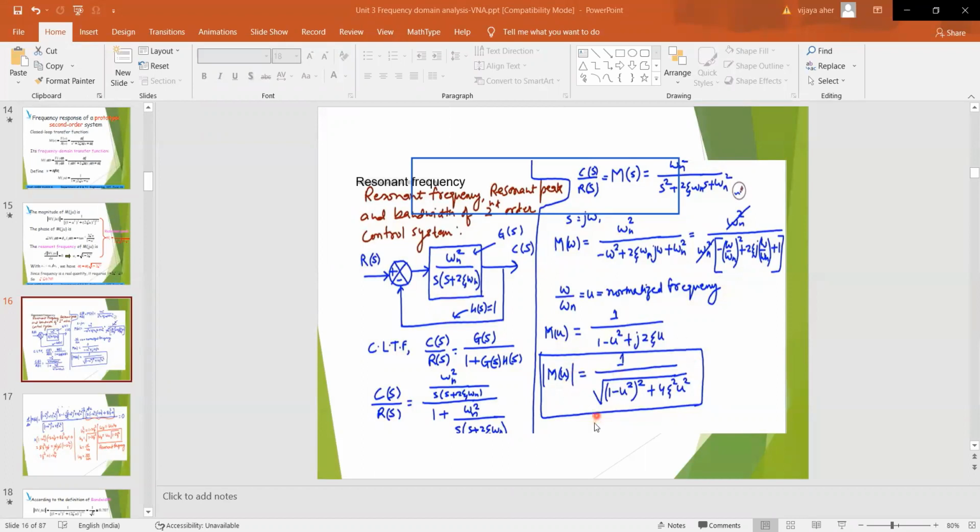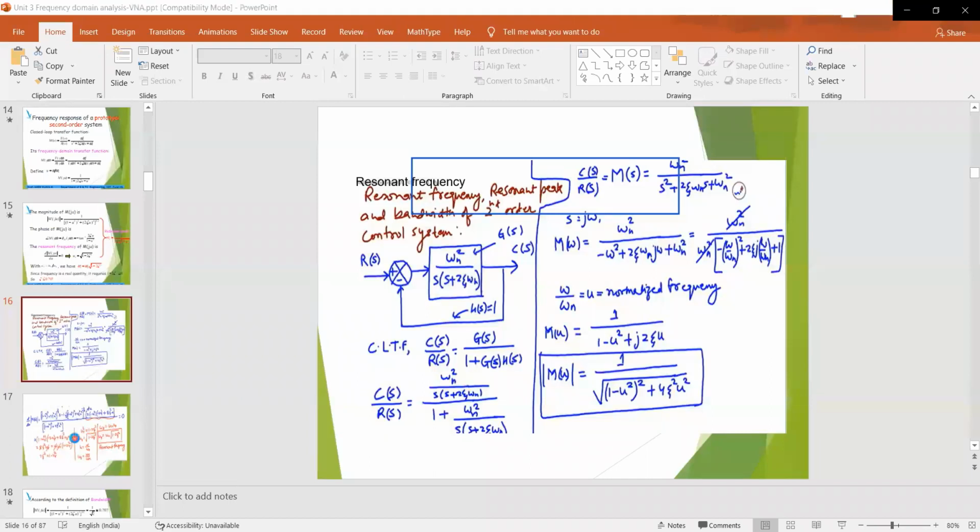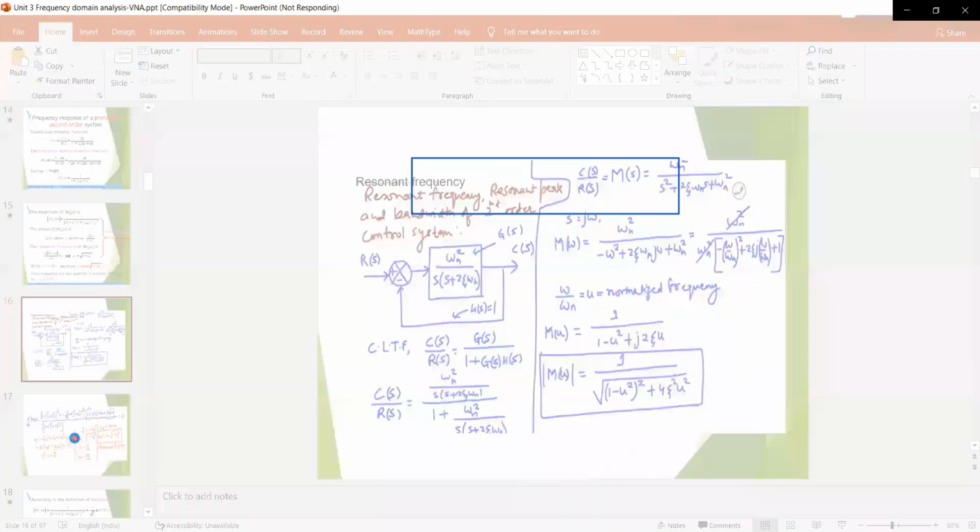So take 1 divided by under root of (1 minus u square) whole square plus the square of the second term, 2 zeta u, so 4 zeta square u square. So this is nothing but the magnitude of your transfer function in frequency domain analysis. Now find out the phase. Magnitude you have seen, let us move ahead.